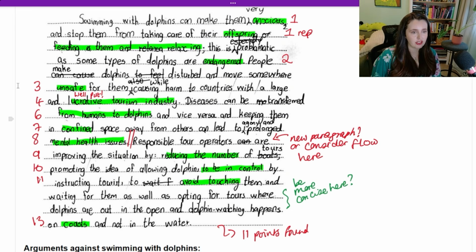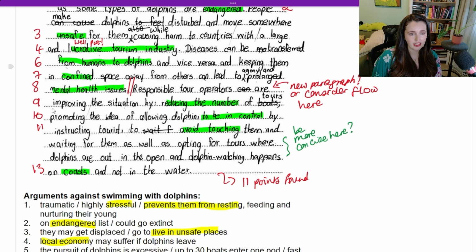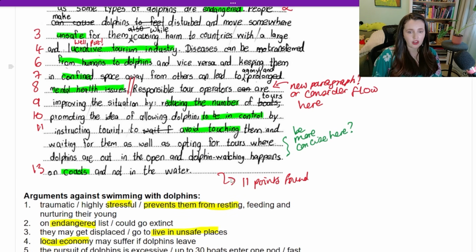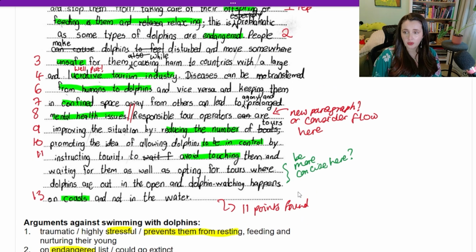Point 2, that they're endangered. Point 3, that it's not safe for them. Move somewhere unsafe, that's the displacement point. Lucrative tourism industry, the economy, point 4. Diseases, point 6. They're confined, point 7. And psychological damage, point 8. Reduce the numbers, point 9. Let dolphins be in control, point 10. Avoid touching, point 11. And watch them from the coast, point 13. So she's actually got 11 content points found, which is amazing.